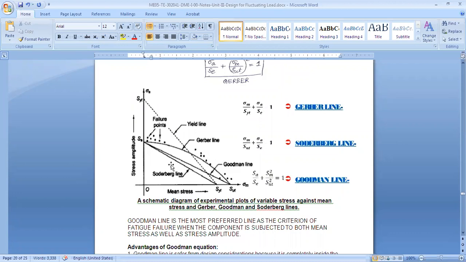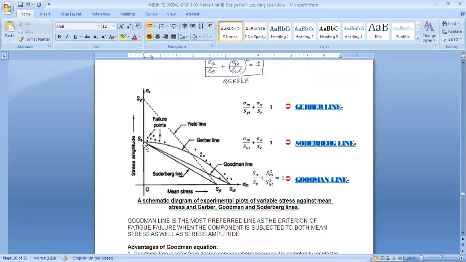So that's why, for the Gerber line, we have a starting point on the amplitude axis and a starting point on the mean axis. Now what are the starting points? If the starting point is on the amplitude axis, right?